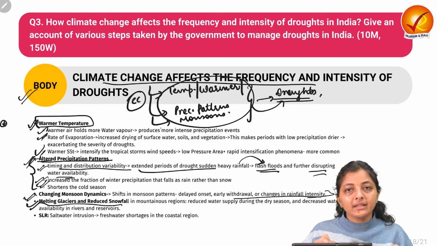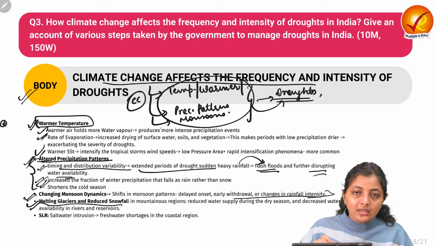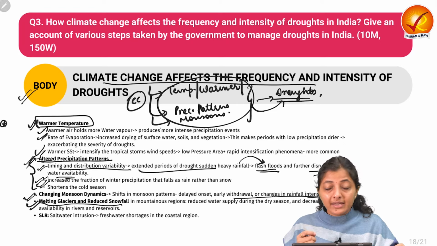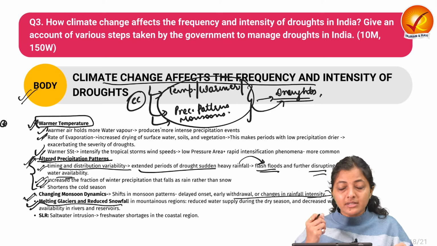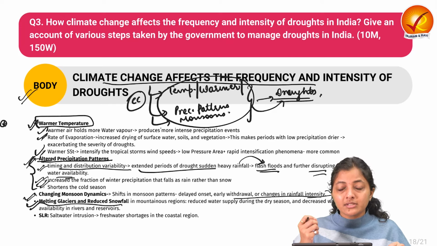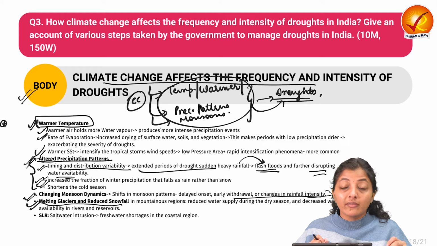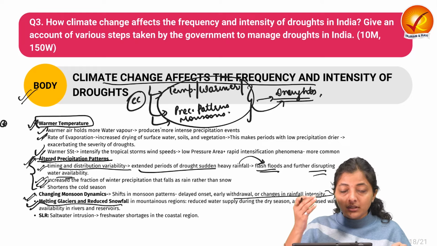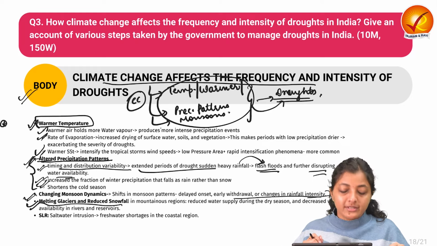Next is about melting glaciers and reduced snowfall. When the glaciers are melting at a faster rate, in the short term this results in floods, and in the long term this results in a shortage of water. Availability of water will be reduced for the downstream communities.